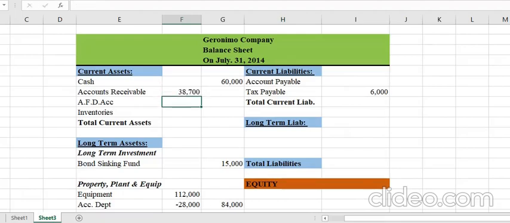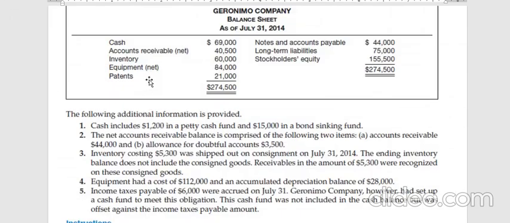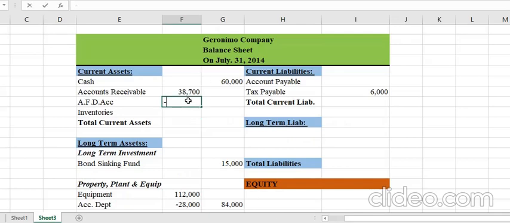38,700. Then what is my allowance for doubtful accounts? My allowance for doubtful accounts was $3,500. So I will shift it here as minus 3,500, because allowance for doubtful accounts should be subtracted from the receivable. So it's 38,700 minus 3,500. We will get $35,200 net value for account receivable.